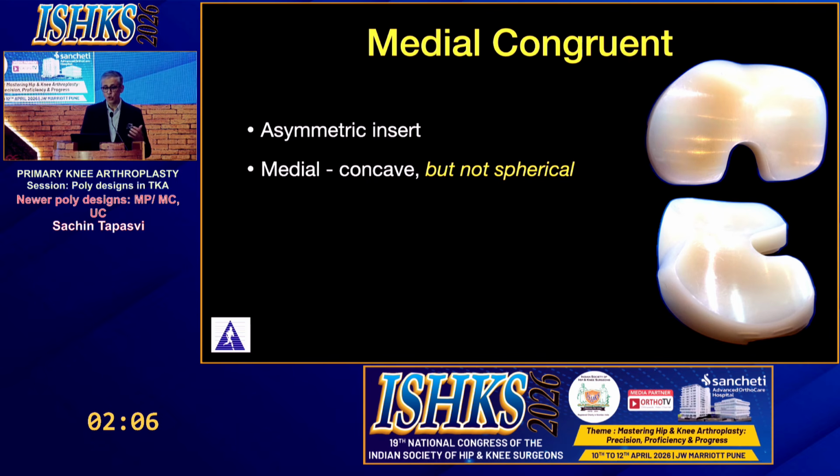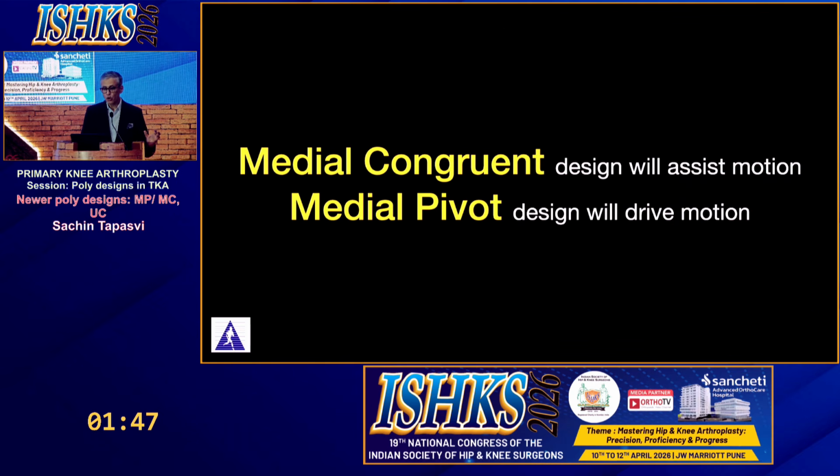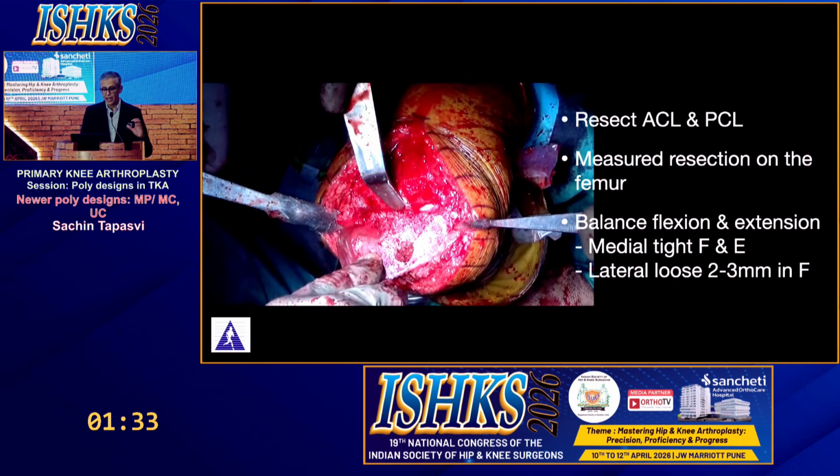The medial side is concave but not spherical. The lateral side is relatively flat. You usually have this coupled with a multi-radius femur, which is very important if you're using an MC type, and the stability is definitely increased, but it is not fixed like the MP or the MS. So the medial congruent design is going to assist motion. The medial pivot design is going to drive the motion. The medial congruent design will aim for medial stability. The medial pivot design is going to enforce your medial pivot kinematics.